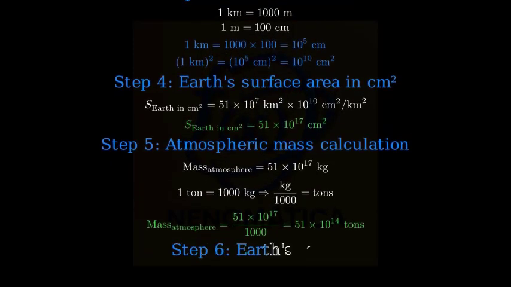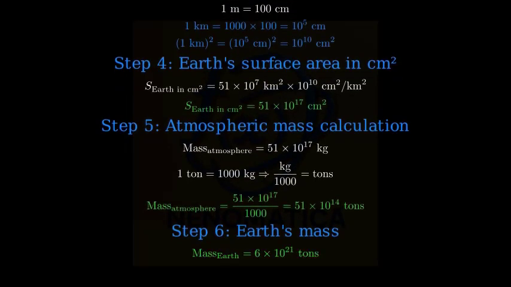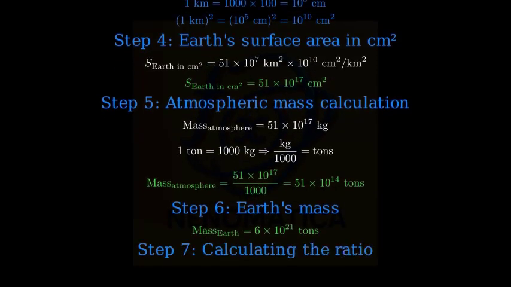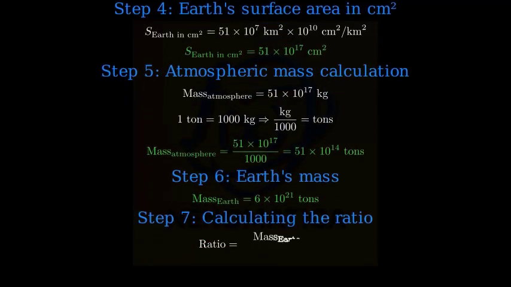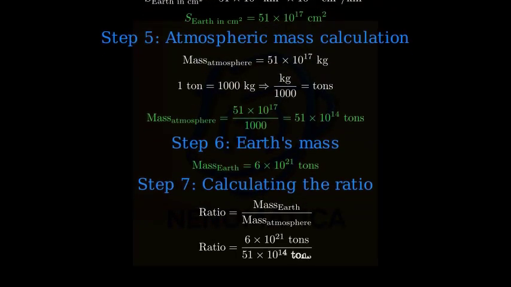Step 6. Now let's compare with the Earth's mass. The mass of Earth from scientific references is approximately 6 times 10 to the 21st tons. Step 7. Finally, we calculate how many times heavier the Earth is compared to its atmosphere. We divide the mass of the Earth by the mass of the atmosphere. 6 times 10 to the 21st divided by 5.1 times 10 to the 14th.